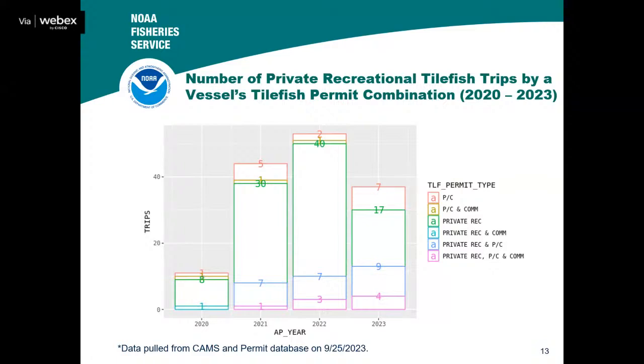But I'm just very leery to have suddenly the large pelagic survey be the indicator, or, as I say, the gospel on how many tilefish have been landed in a given year, because that survey is not designed for goldens or blue lines. It's designed for the highly migratory. And I don't think it's fair to suddenly take this on as the be all end all answer to how many fish are being landed in the recreational fishery.